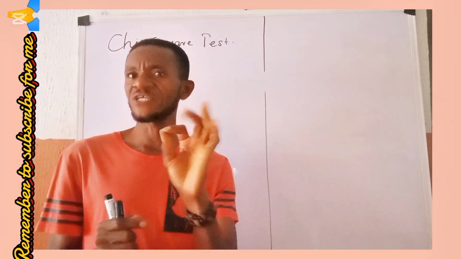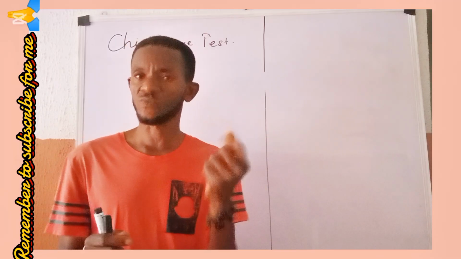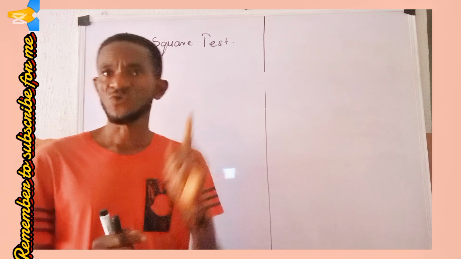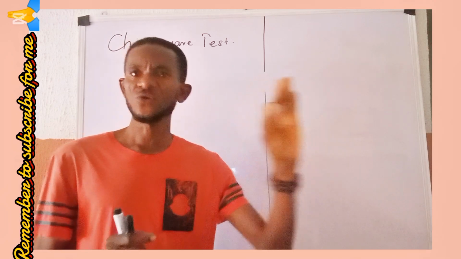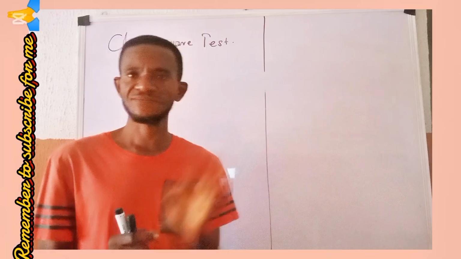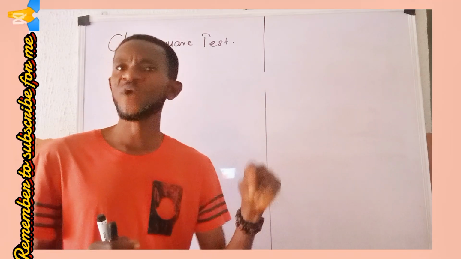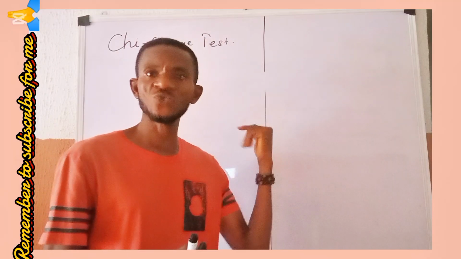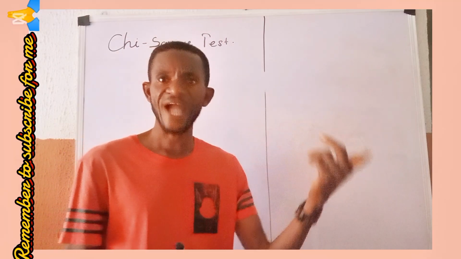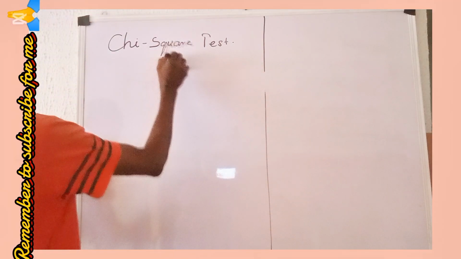The chi-square test as a tool for data analysis is classified into two. Number one, we have what we call chi-square goodness of fit tests. And number two, we have what we call chi-square test of independence. So we are going to discuss what we call types of chi-square tests.